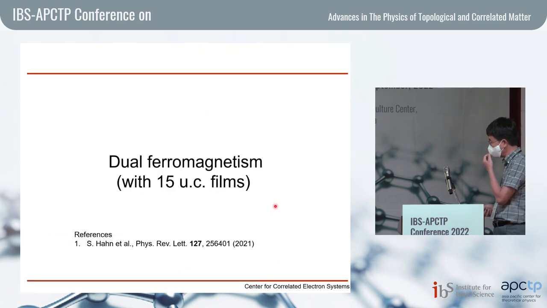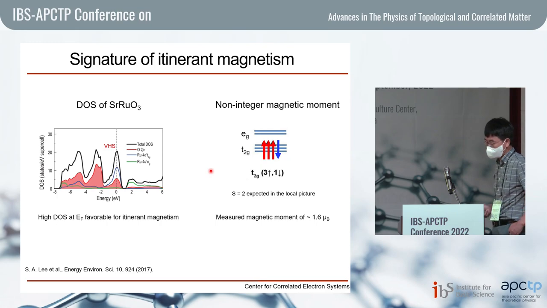The first thing we looked at, I would like to briefly touch upon, is dual ferromagnetism. This was published in PRL last year. The reason I'm touching upon this is that people usually believe strontium ruthenate has itinerant ferromagnetism. That's because we have a high density of states at the Fermi level, which is good for ferromagnetism. Also, the ruthenium magnetic moment is not 2. If it were from local magnetism, you'd expect 2 or more Bohr magnetons, but the measured value is about 1.6 Bohr magnetons. So that means this certainly has an itinerant component.